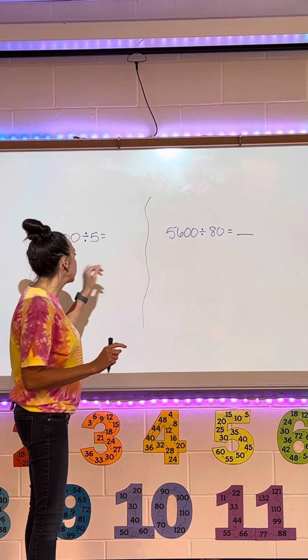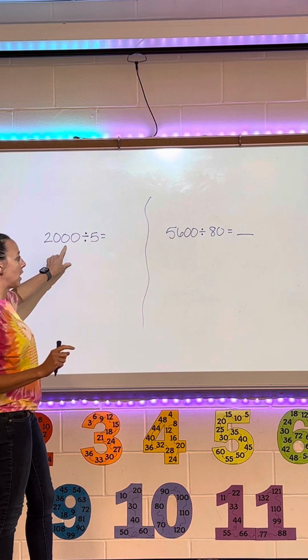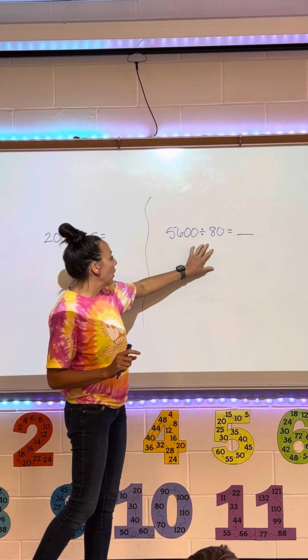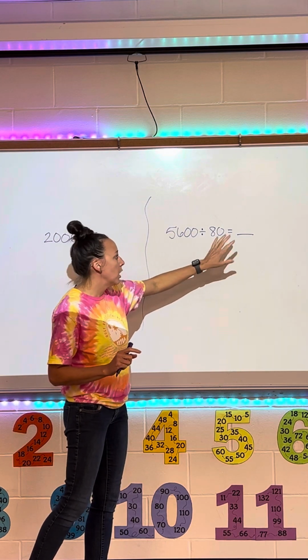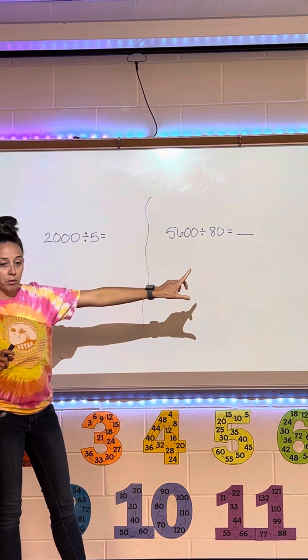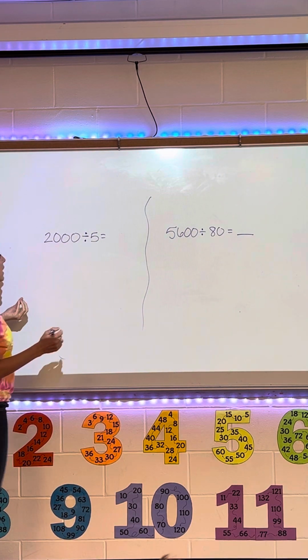So I have two examples. I've got one where you only have zeros at the end of your dividend, and then I have one where you have zeros at the end of your dividend and your divisor. You've got your steps for both, okay? So let's look at this first one. Let's pull out our basic fact.